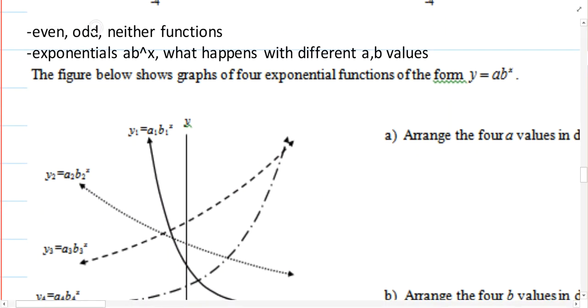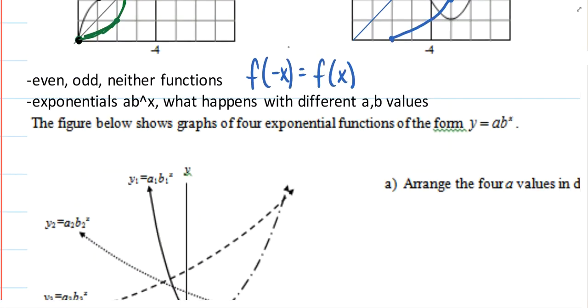I don't have any examples of even, odd, and neither functions in this particular review, but there are plenty in Math Excel for you to investigate. Do recall that even functions are those that are defined this way: when we substitute the opposite of x into the original equation, we end up getting the same y value as our original function f of x. That's the definition we used for even functions.